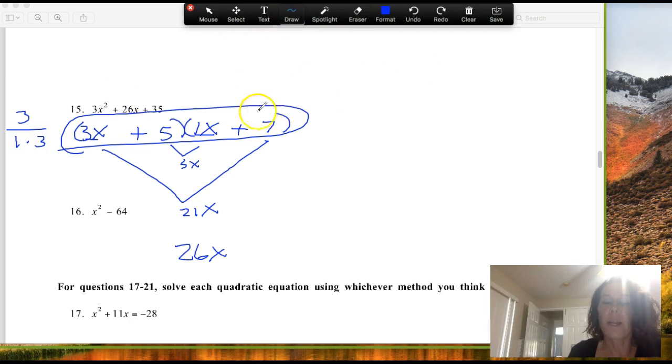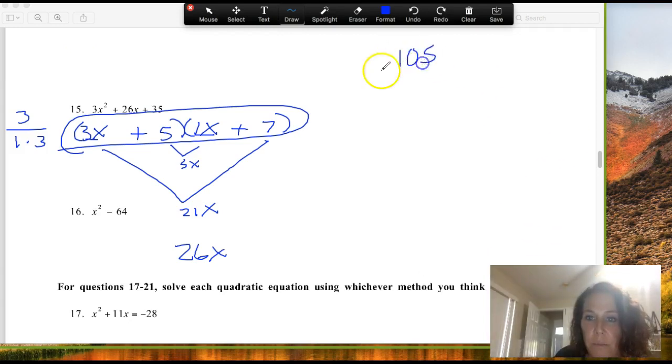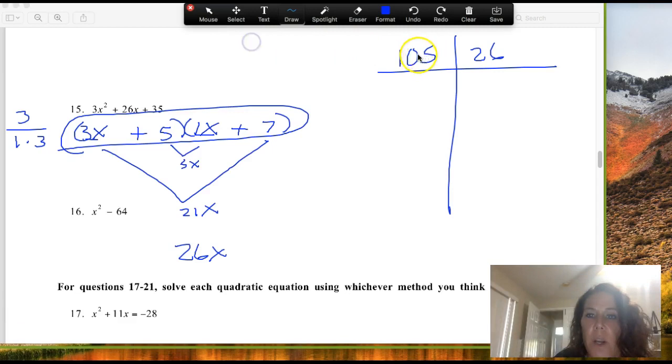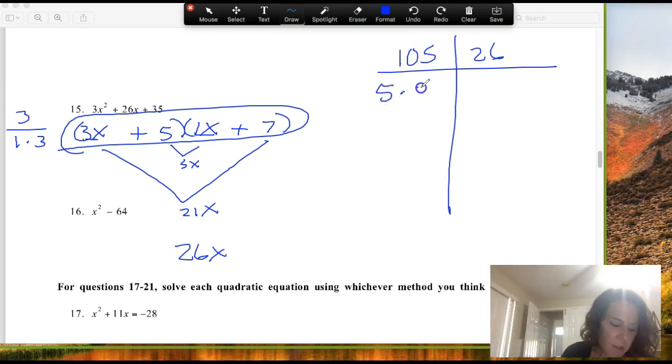Now, if you want a more surefire method, this is how you would do it. You would multiply your first term by your last term. So you're going to go 35 times 3, and you're going to get 105. And then I'm going to figure out the factors of 105 that add up to be 26. This is why I don't like this method, because 105 is such a huge number, it's hard to figure out the factors for it. So I know this is divisible by 5 because it ends in 5, so I'm going to divide it by 5, and 105 divided by 5 gives me 5 and 21 as factors. Luckily, there's only those two factors.